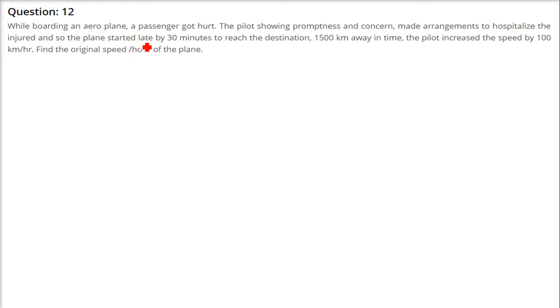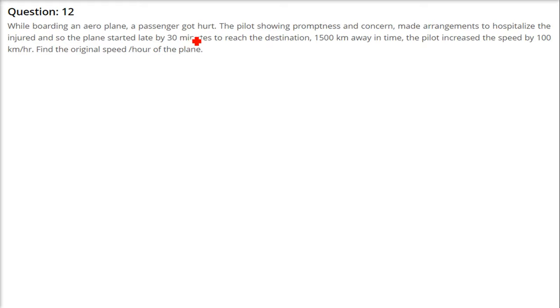While boarding an aeroplane, a passenger got hurt. The pilot, showing promptness and concern, made arrangements to hospitalize the injured, so the plane started late by 30 minutes. To reach the destination, 1500 km away, in time, the pilot increased the speed by 100 km an hour. Find the original speed per hour of the plane.